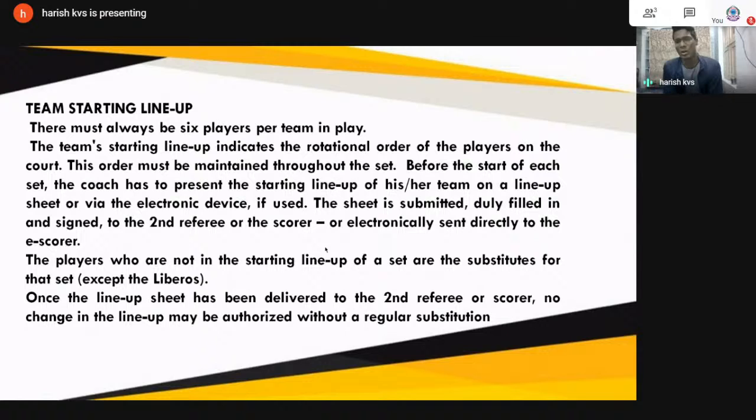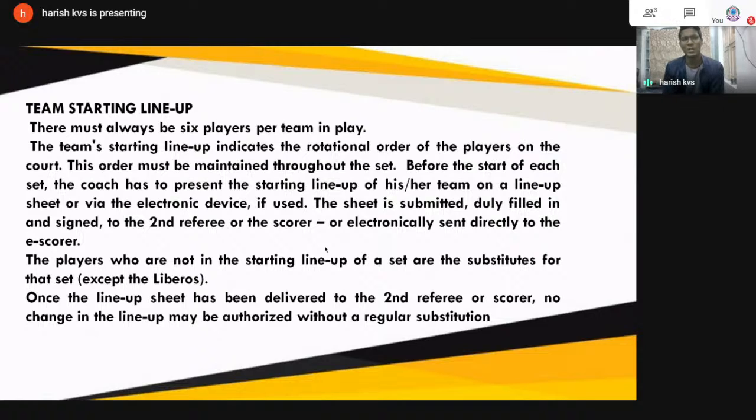So what is rotational order? Let us see in detail in the coming presentation. The rotational order is very crucial in volleyball gameplay. One needs to observe it very carefully because it affects the players' positions on the volleyball court. So one needs to understand it in detail. As you can see, this rotational order should be maintained throughout the set.